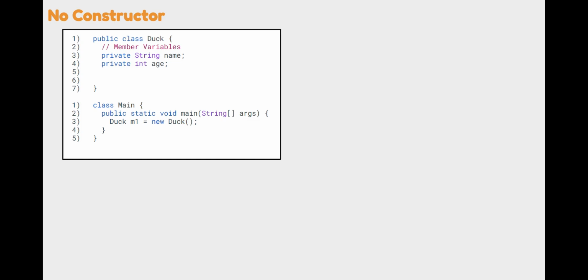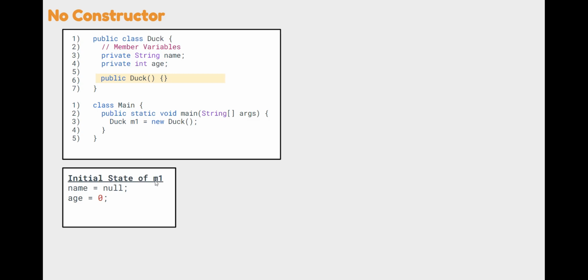Looking at the code in the box on the left, we have a definition of a duck class on the top, and in the bottom of the box, we have the definition of our main class. In our main class on line 3, you can see that we are declaring and instantiating a duck object, and we are calling the duck constructor. Looking inside the duck class, we do not see a duck constructor. We never coded a duck constructor. So Java will provide that no argument constructor for us. And the job of that no argument constructor is to initialize the instance variables to their default values. So the state of that duck object M1, name would be null and age would be 0.